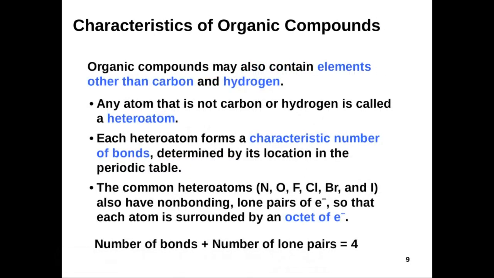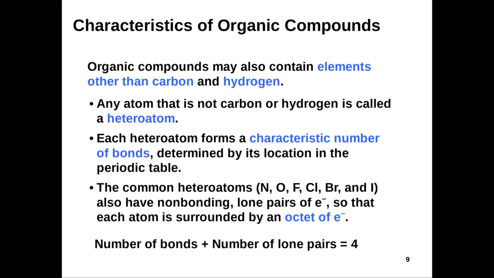Now, as I've sort of shown you already, organic compounds don't just have to contain hydrogen and carbon. When they do just have hydrogen and carbon in them, they're called hydrocarbons. Those are the easiest types of organic molecules to understand. But any type of atom that is not just carbon and hydrogen is called what we call a heteroatom. And every heteroatom will form essentially the characteristic number of bonds that we discussed last semester, but we'll go through again. And it's simply determined by its location on the periodic table.